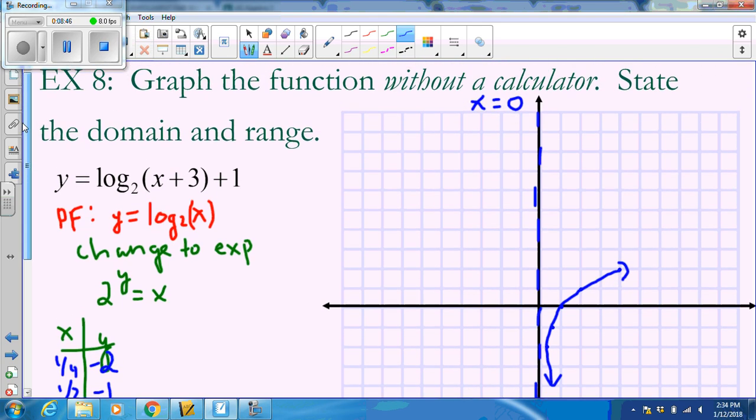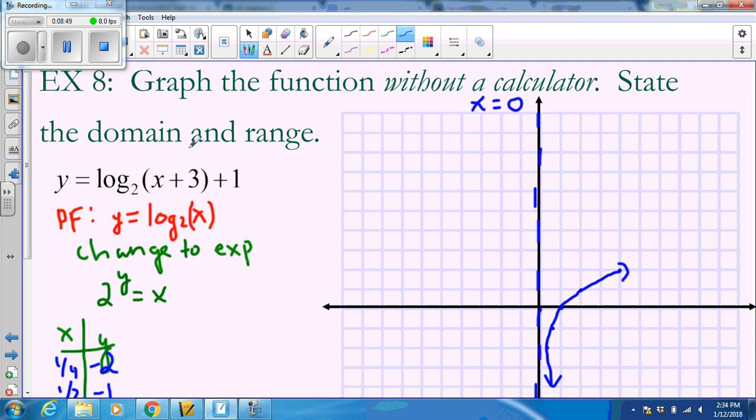Now what I'm going to do is use my translations to move this graph. Now notice we have x plus 3, plus 1. Here's my h value, here's my k. My h, because of x plus 3, remember, do the opposite. So that means I'm going to go to the left 3. Now k is exactly as you see it. So we're actually going to go up 1. So for every point that I plotted, I'm going to go left 3, up 1.